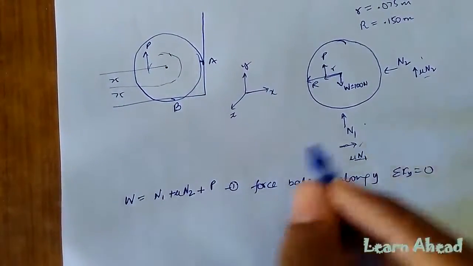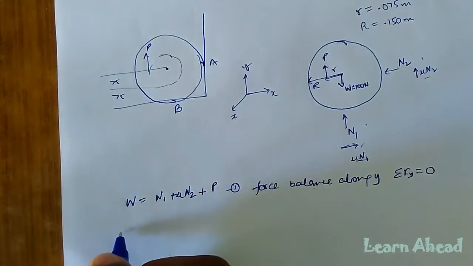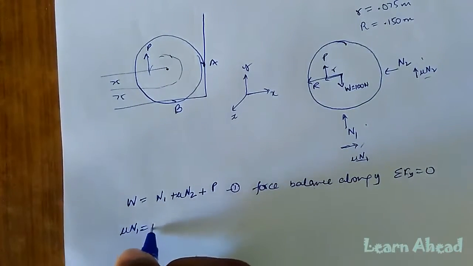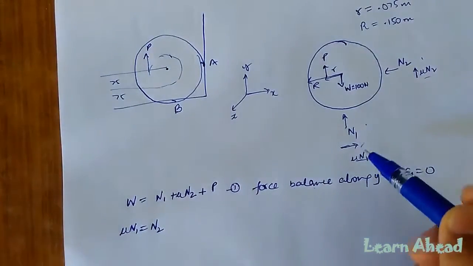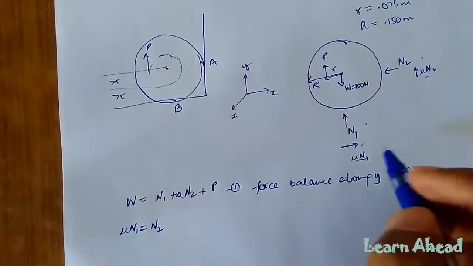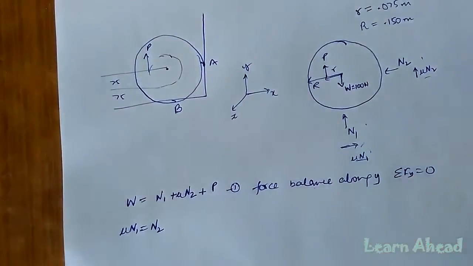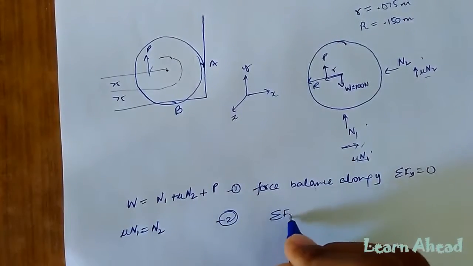Second, I'll try to write the force balance along the x-axis. That will give me mu N1 equals N2. Just see here, there is no force which is acting in the x direction except for these two forces. Is there any force? No. Mu N1 in this direction, mu N2 in this direction, all the other forces are acting in the y direction. So this is the second equation, and I have obtained it by sigma Fx equal to 0.